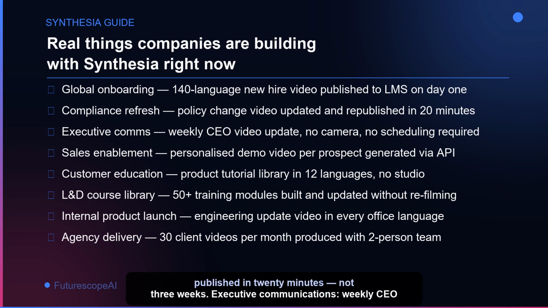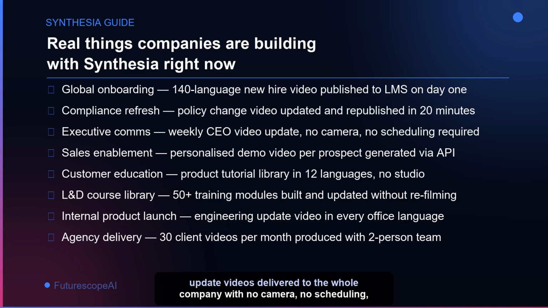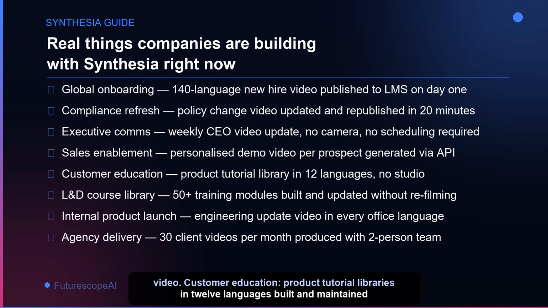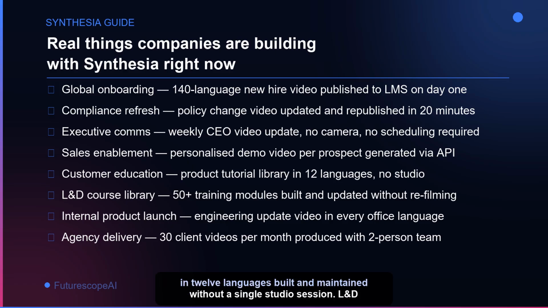Executive communications: weekly CEO update videos delivered to the whole company with no camera, no scheduling, and no studio. Sales enablement: personalized demo videos generated per prospect via the API, prospect name, company, and specific product features in every video. Customer education: product tutorial libraries in 12 languages built and maintained without a single studio session.